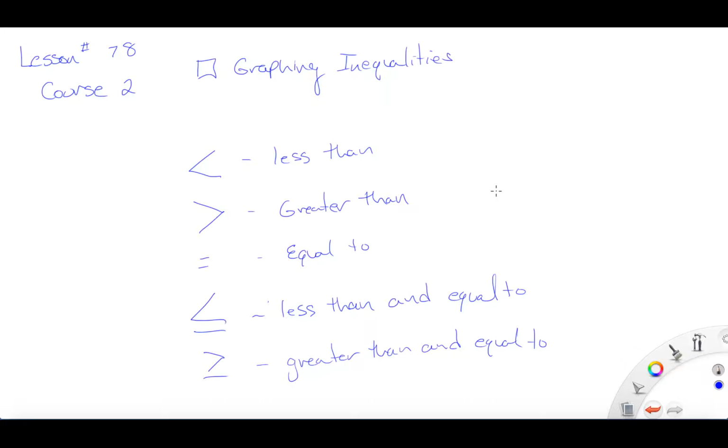Saxon Math Course 2, we're in lesson 78 today, and today we're going to be doing a lesson that you've really not necessarily seen. It's called graphing inequalities, okay?